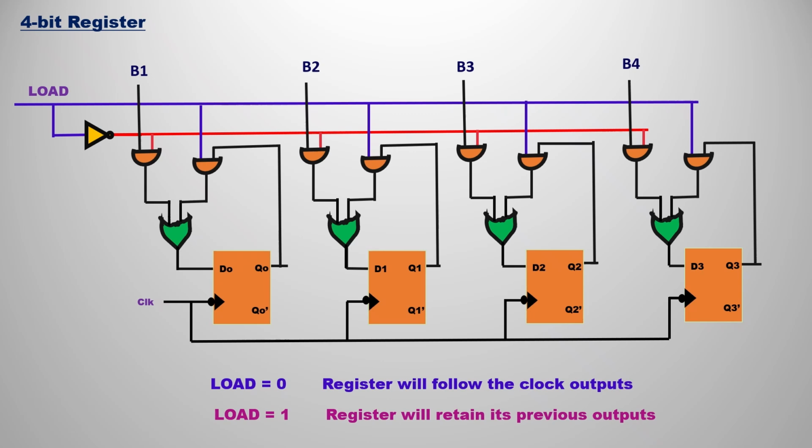So this is the modified circuit of the 4-bit register. If you observe clearly, when load is equal to 0, the register will follow the clock. When load is 1, the register will retain its previous state.